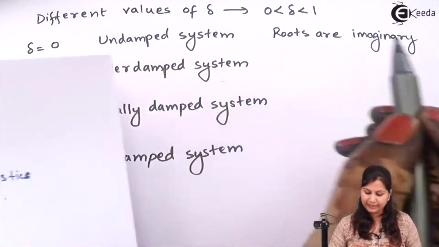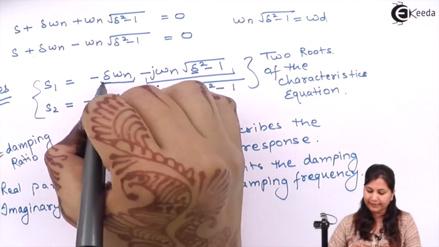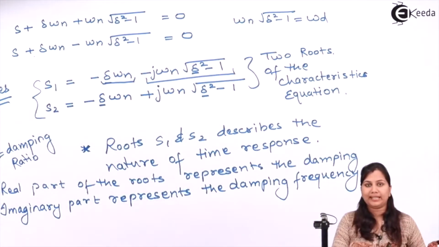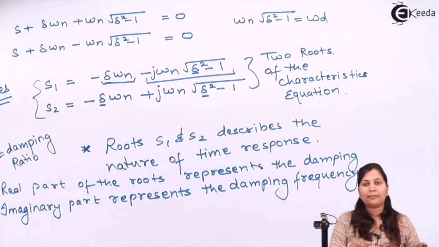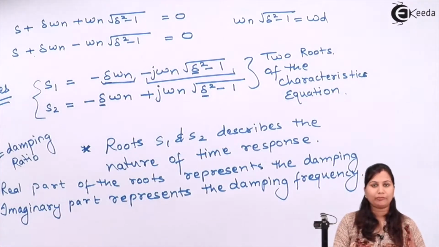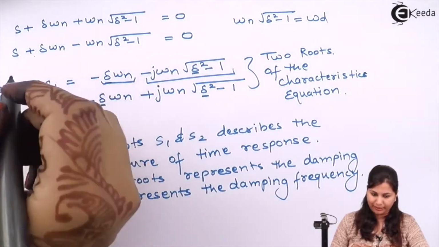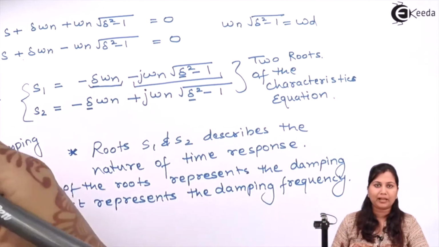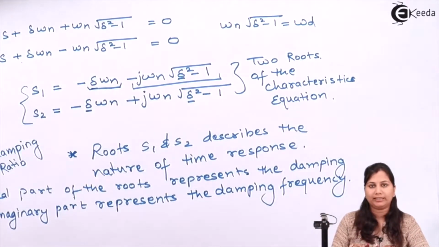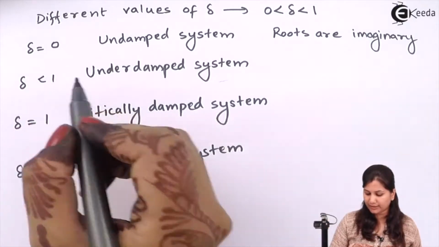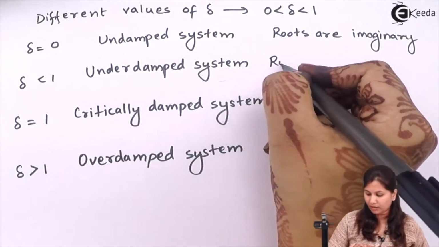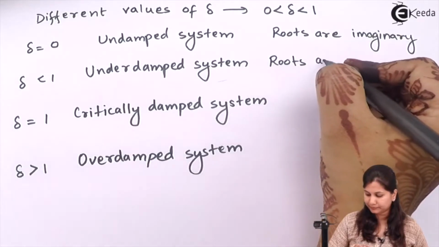Now for del less than 1, if you put del less than 1, it will be negative. That is, it can be minus 1, minus 0.5. You have to range it between 0 and 1. So it will contain a minus sign. So the roots will have both real and imaginary parts. So for this system, the roots are complex.